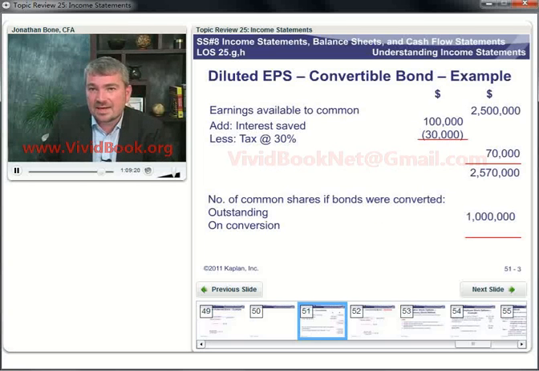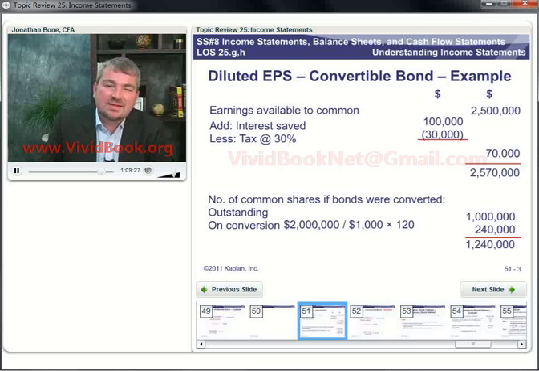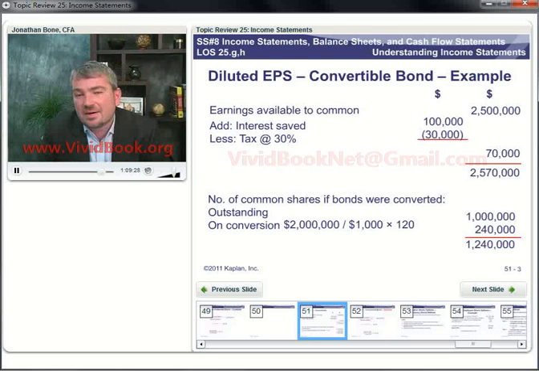On our denominator, we originally had a weighted average number of shares of 1 million. If our bond is converted, well, let's take the $2 million, divide the par value by 1,000, the par value of each bond, and each bond is converted into 120 shares, giving 240,000 new shares.